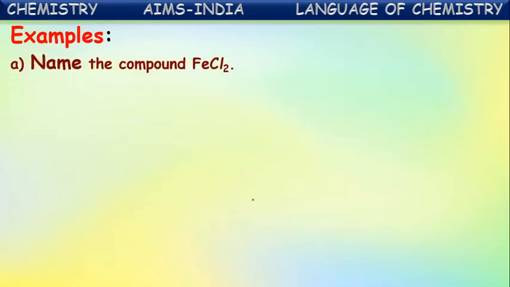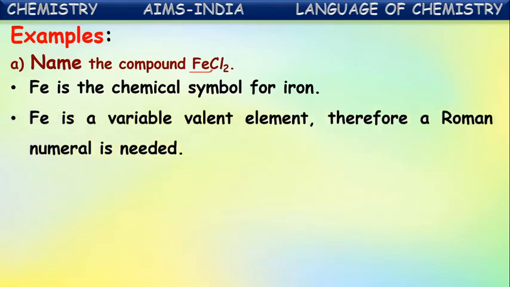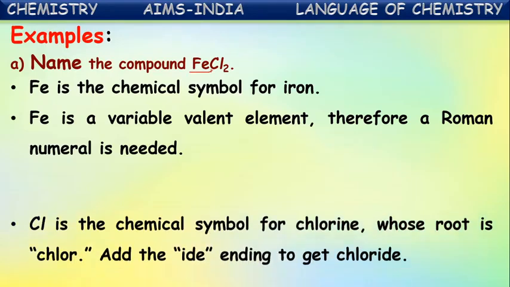Let us do an example. Name the compound FeCl2. So here iron can exhibit actually more than one valency. For that, we have to mention the Roman numeral also in addition at the bracket. Let us see that. Iron, Fe is the chemical symbol for iron. So iron we write first as a cation name. Fe is a variable valent element, so therefore a Roman numeral is needed here. Beside iron, we have to write a Roman numeral which represents the valency of iron in this compound.